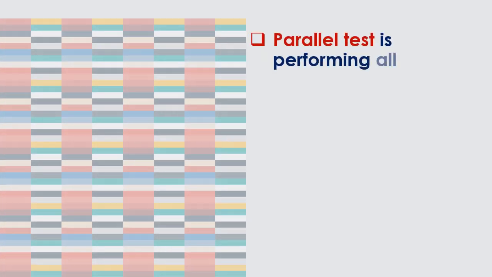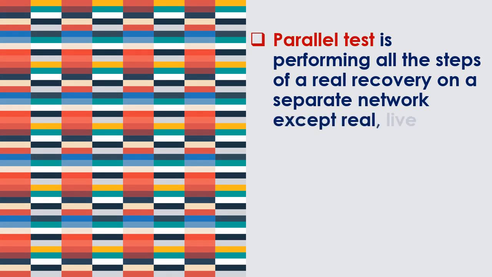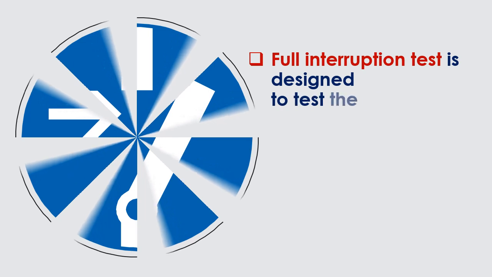Parallel test is performing all the steps of a real recovery on a separate network, except the real, live environment. Full interruption test is designed to test the plan in a live scenario.